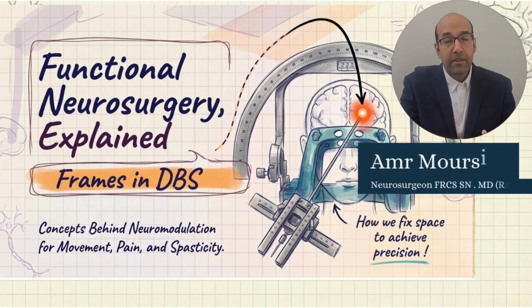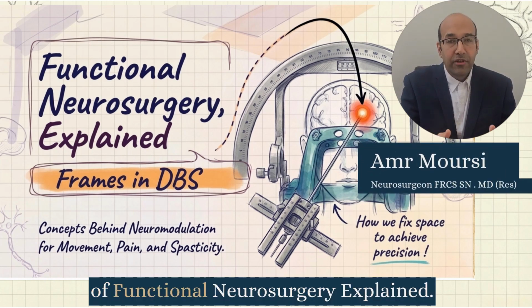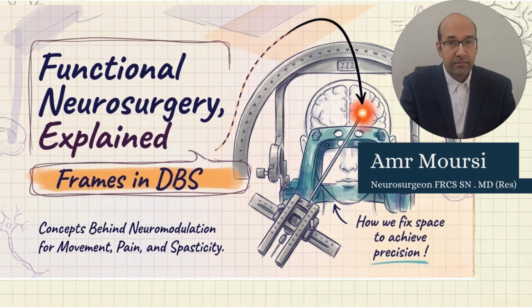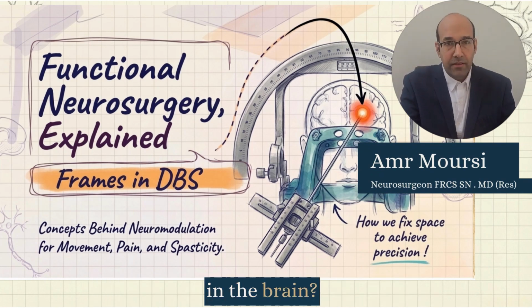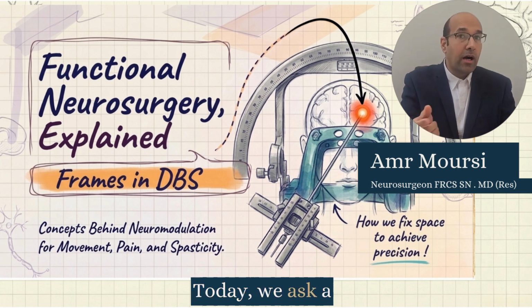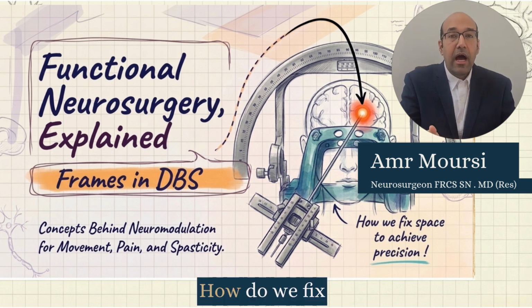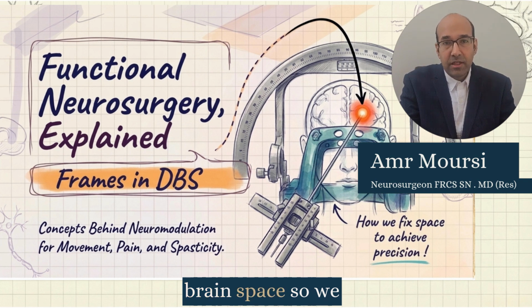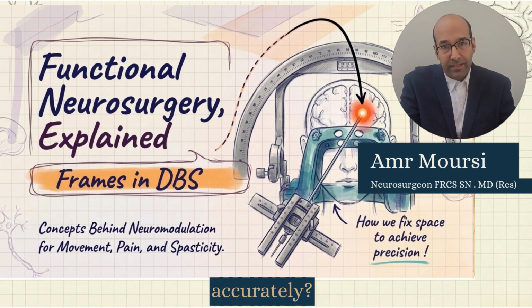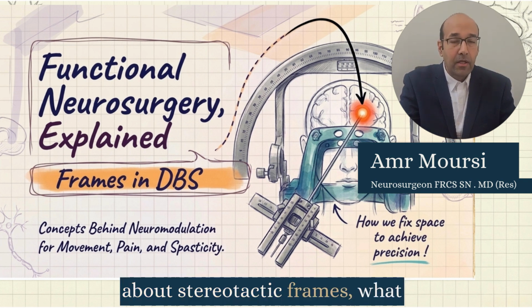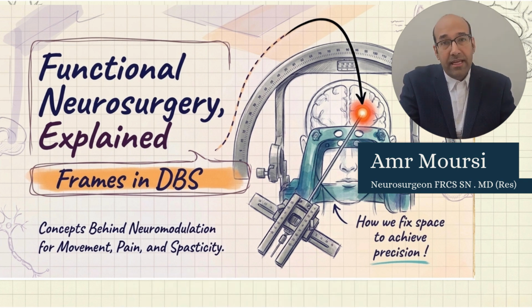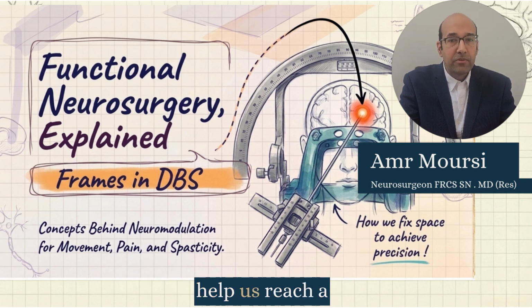Welcome back. This is episode 2 of Functional Neurosurgery Explained. In episode 1, we asked, where are we in the brain? Today, we ask a different question. How do we fix brain space so we can navigate through it accurately? This episode is all about stereotactic frames, what they are, why they exist, and how they help us reach a small, deep target inside the brain.